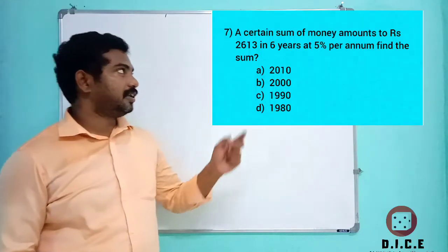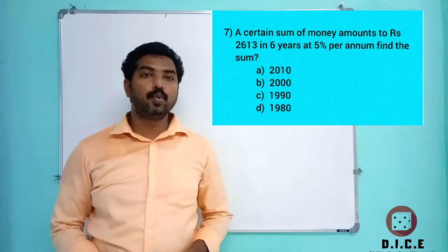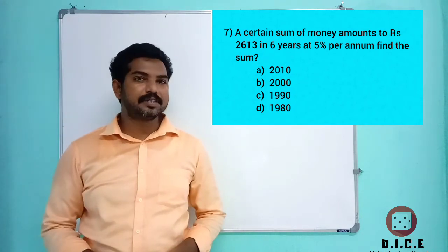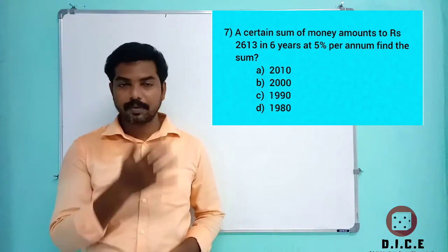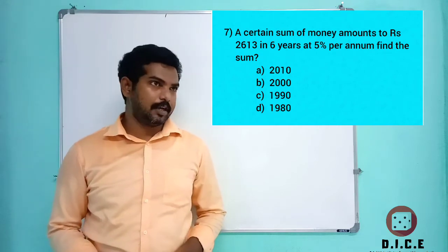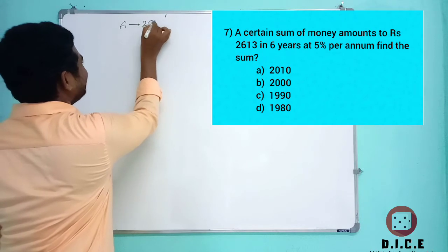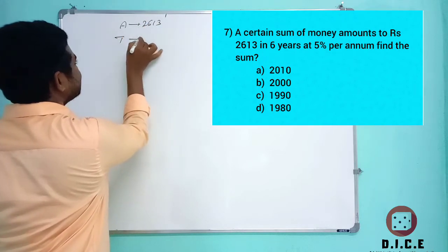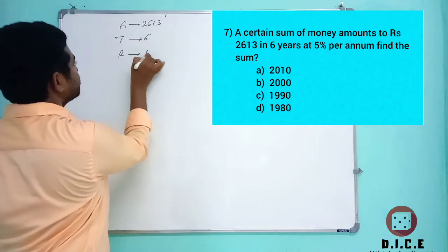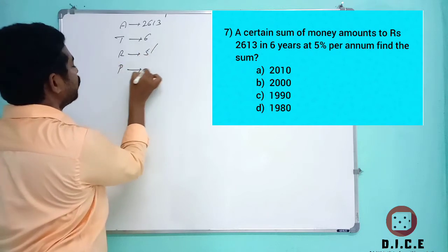If you see the question number 7 here, it is saying that a certain sum amounts to rupees 2613 in 6 years at 5% per annum. In 6 years at 5% per annum, he is asking to find the principal value. So he has given the terminology as amount is nothing but 2613. And the time is nothing but 6 years and the rate is nothing but 5%. Now he is asking to calculate the principal value.